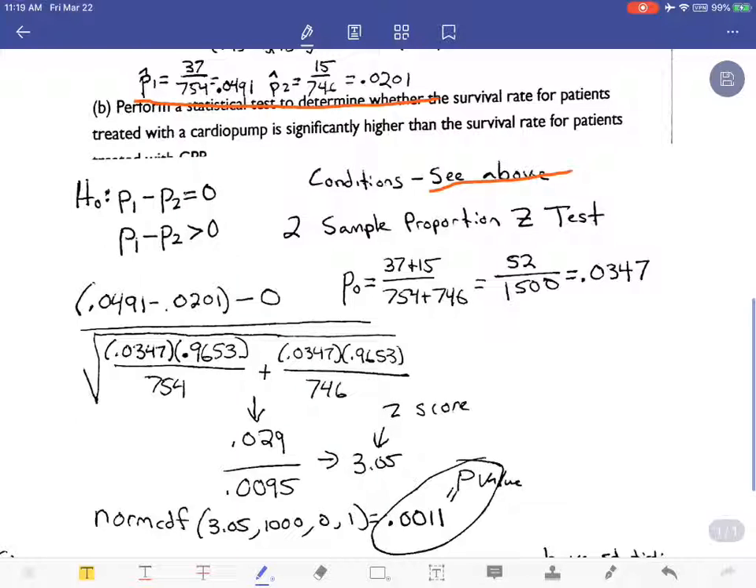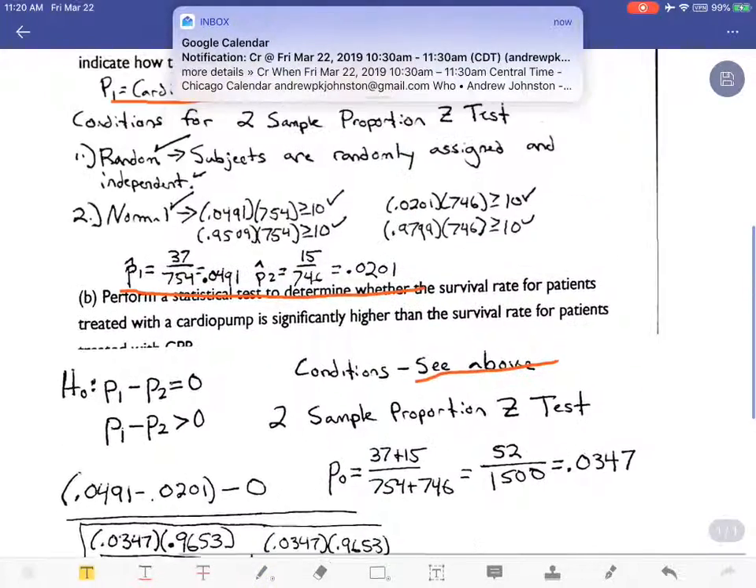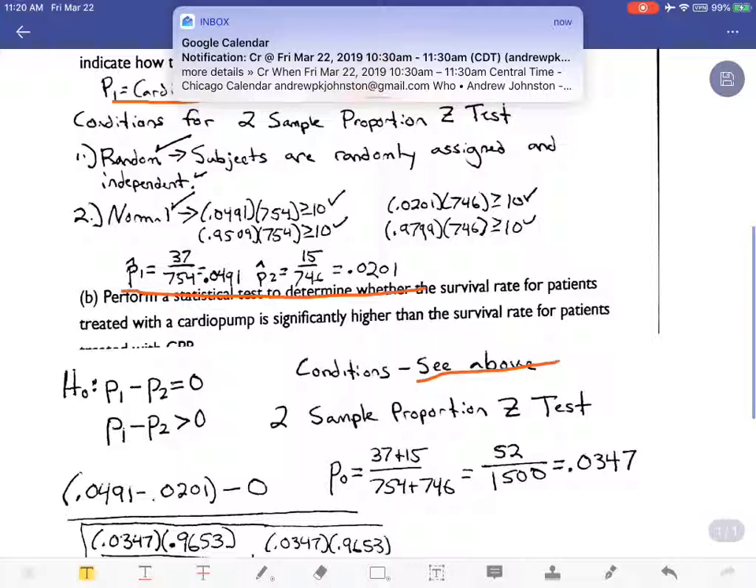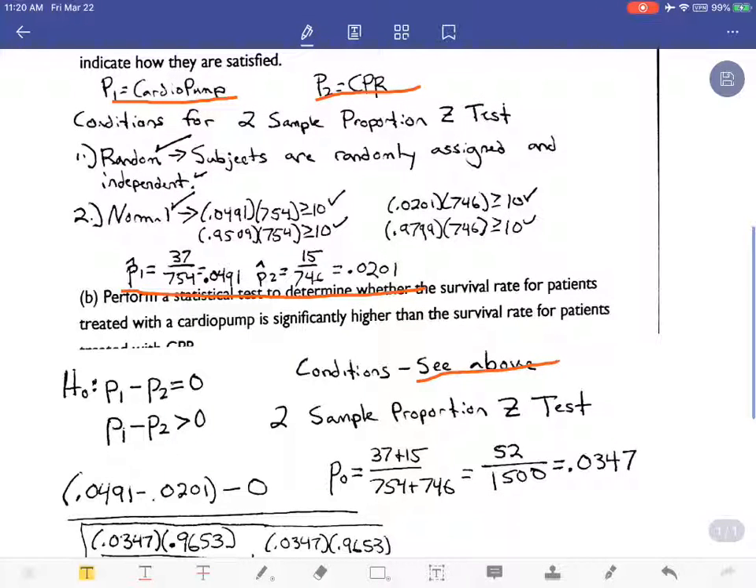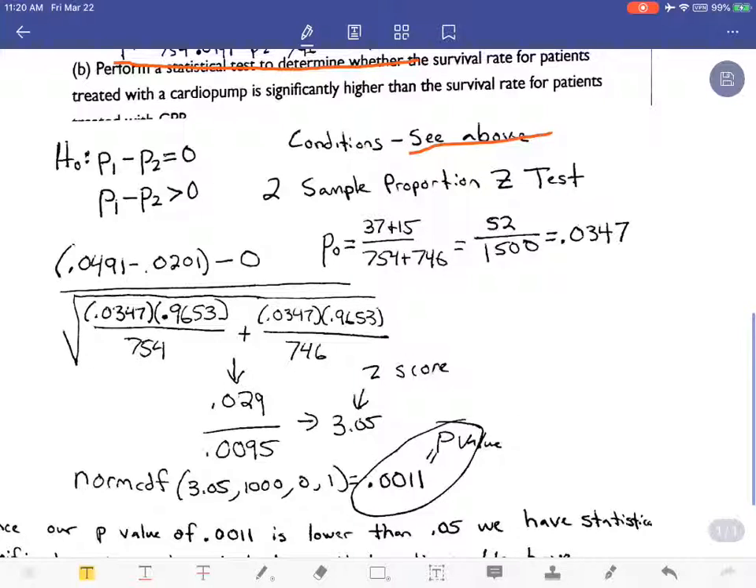First part, we want to identify our hypothesis test. If we didn't have part A, we would make sure that we correctly identify what p1 and p2 represent. But since I already did that for the top, what p1 and p2 represent, then I don't have to do it again. So for our hypothesis, p1 minus p2 needs to be greater than or equal to 0. Remember, for our null hypothesis, it's always going to be equal to 0. So really easy.